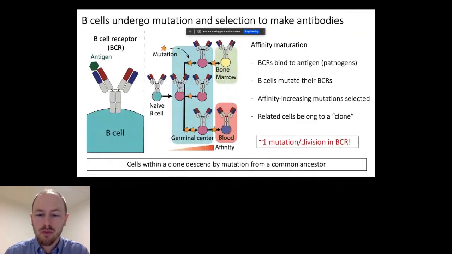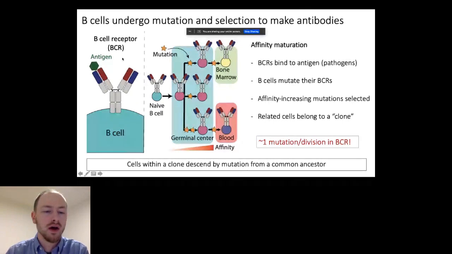All of the work I'm going to talk about today focuses on B cells. B cells are a crucial workhorse of the adaptive immune system because they ultimately produce antibodies. For me, they're especially interesting because they are really an evolutionary system.